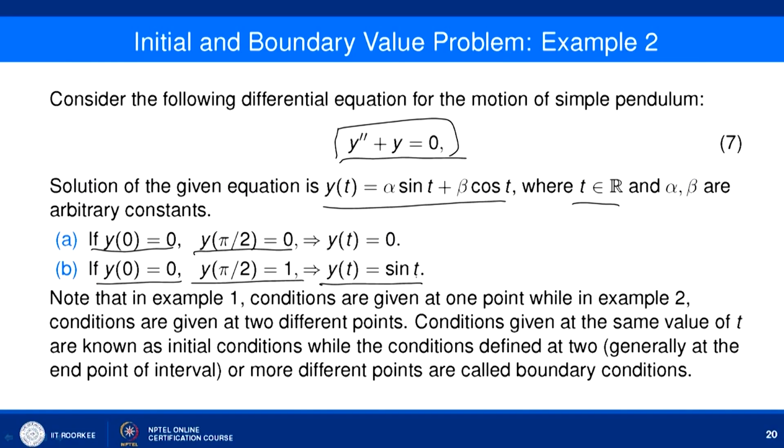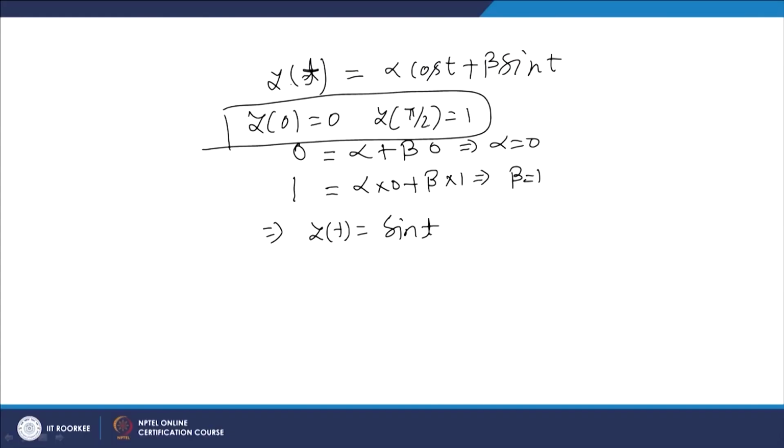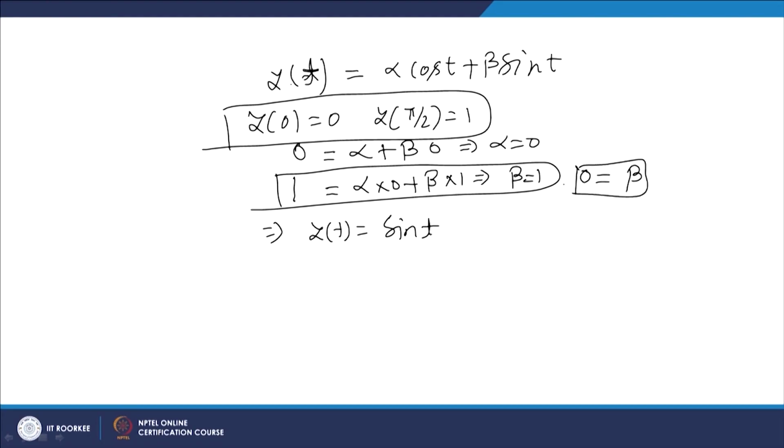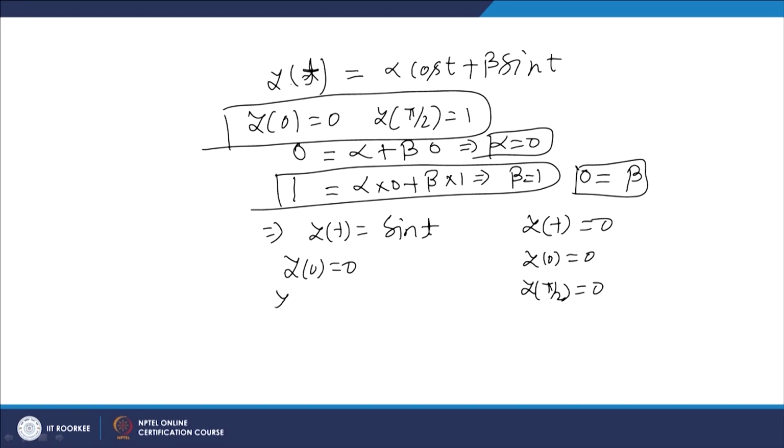If you look at the first case, if y(pi by 2) is equal to 1, in place of 1 we write 0, then this second equation is replaced by the following equation, it is 0 equal to beta. So here this will give you beta equal to 0, alpha is already 0. So in this particular case your solution is coming out to be 0. So this is the solution when y(0) equal to 0 and y(pi by 2) is also 0, and this is the solution when y(0) is equal to 0 and y(pi by 2) is 1.